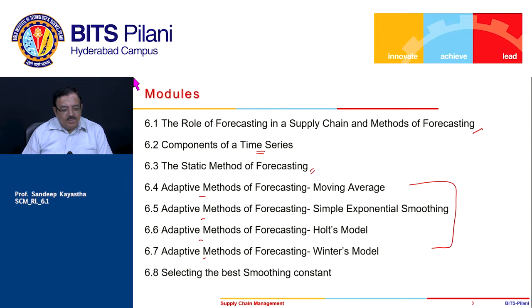In module 6.4, we'll deal with the moving average method. In 6.5, with simple exponential smoothing. In 6.6, with the Holt model, and 6.7 with the Winters model. And in the end, we will deal with errors, and how we choose the best smoothing constant. Smoothing constant is a constant, or more than one constant, which will be used in simple exponential smoothing, in the Holt model, and in the Winters model.